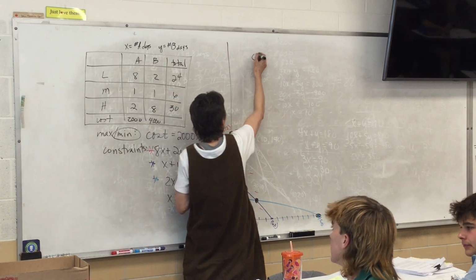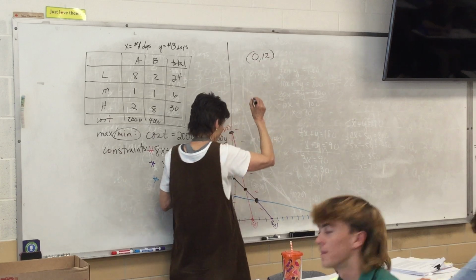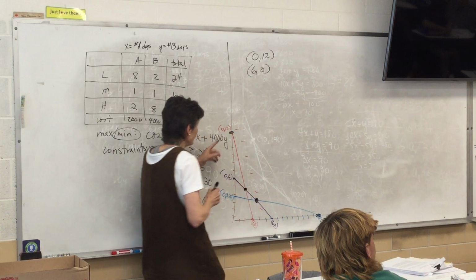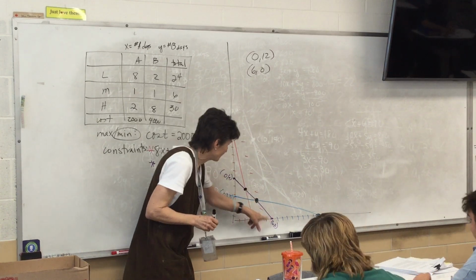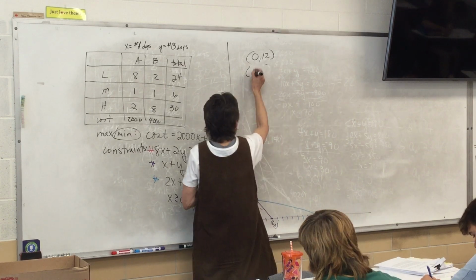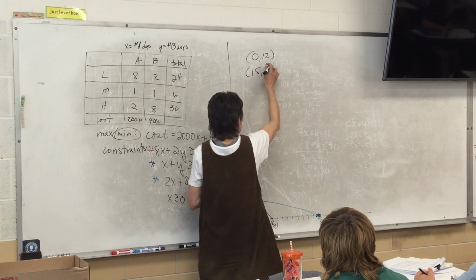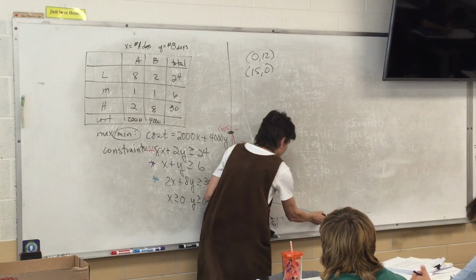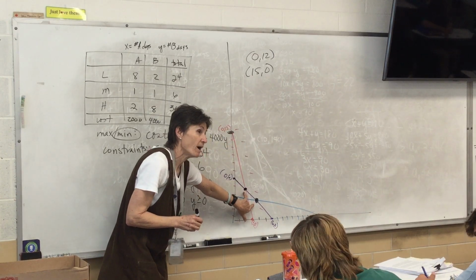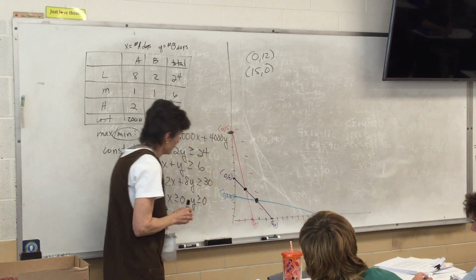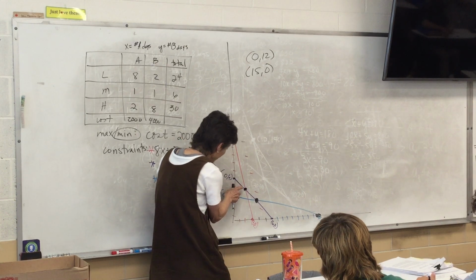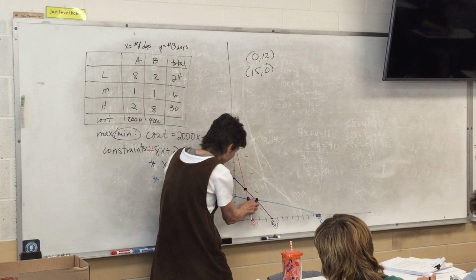But we do have 4 vertices. And 2 of them are gimmies. Oh, wait, no, not 6, 0, 15, 0. 2 of them are gimmies. This one and this one are automatic. These 2 we're going to have to find. So just like we did before, go ahead, find where these 2 cross and where these 2 cross.